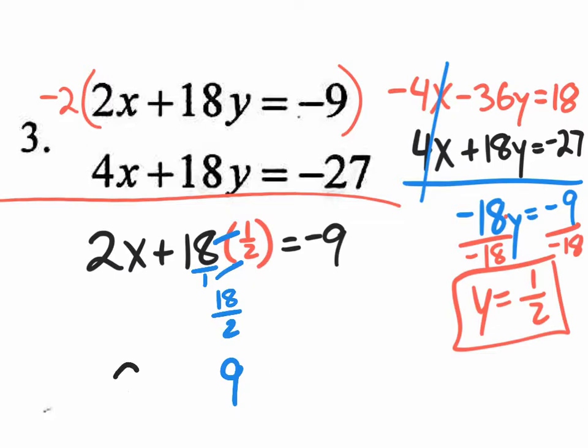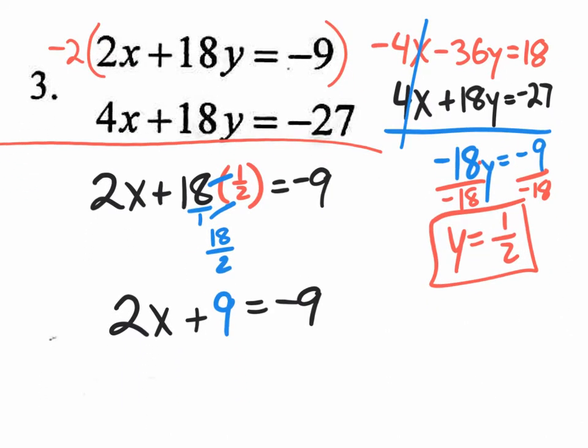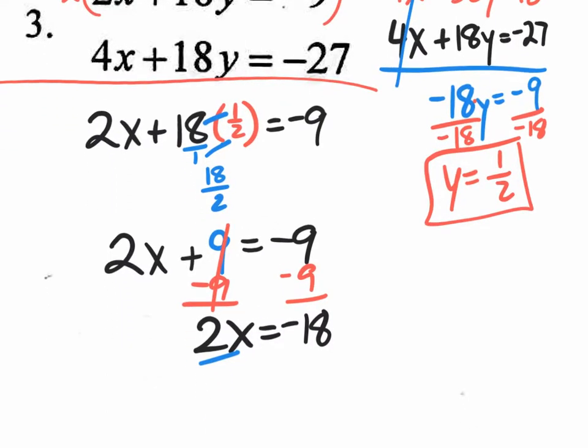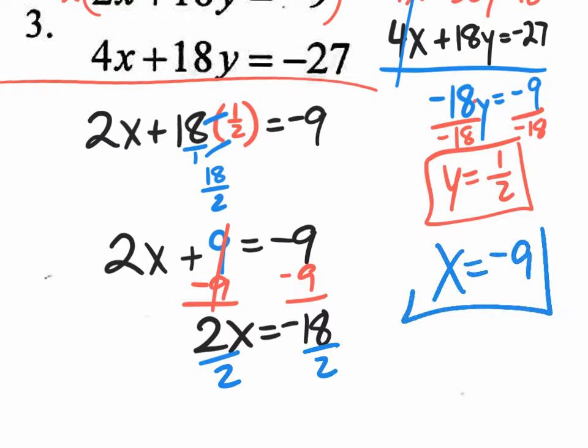So let me rewrite everything. 2x plus 9 equals -9. Then what? You rewrite the thing on the bottom, right? Wait, no, my bad. You want to solve for x. Minus 9. You're going to end up with 2x equals -18. Final step, divide by 2. Divide by 2, x equals negative 9.